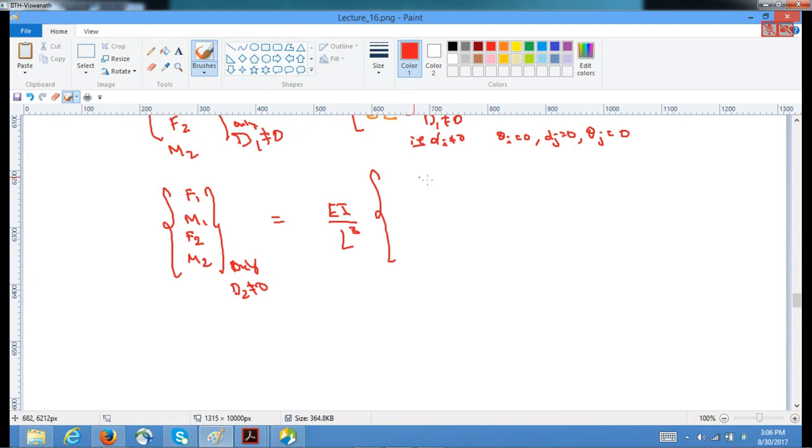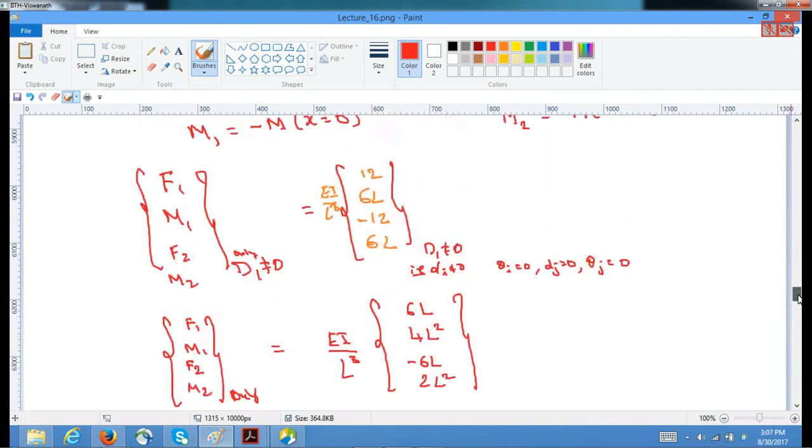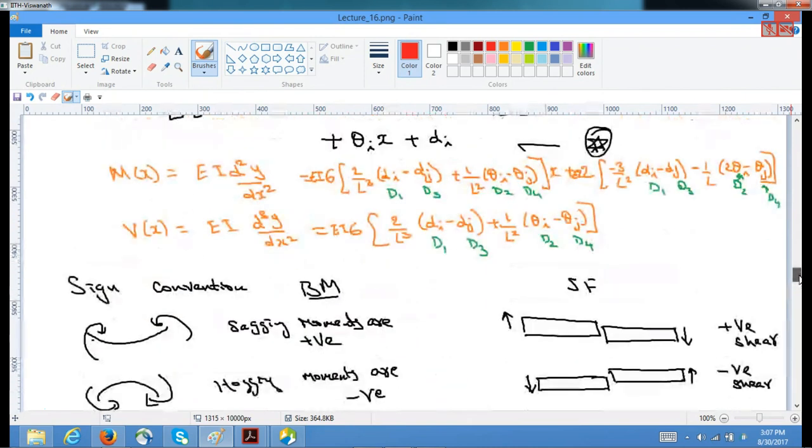One can show that 12, 6L, 4L square, minus 6L, and minus 12, 6L, 2L square. So let us just verify it. I've just written it, but you can verify it. So let's give only d2, just d2 non-zero, and give d1, d3, d4 all zeros.